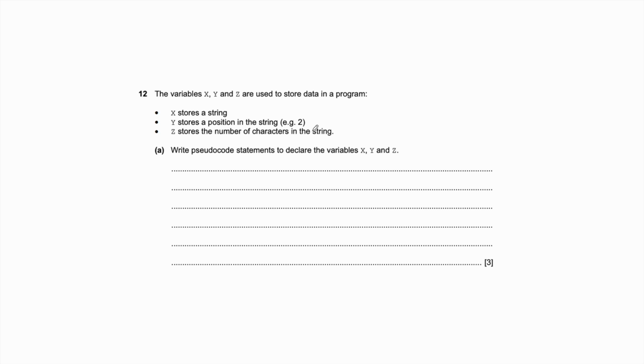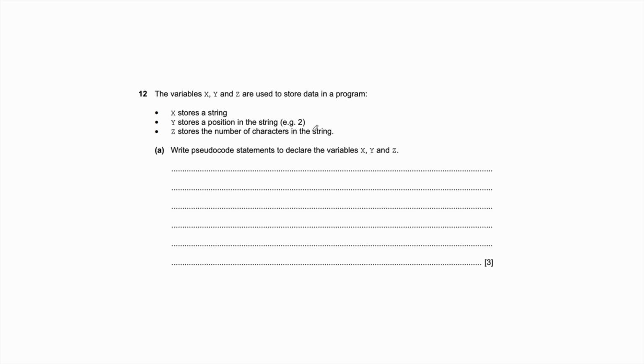12. Variables x, y, and z are used to store data in a program. X stores a string, y stores a position in the string, z stores the number of characters in the string. Write a pseudocode statement to declare the variables x, y, and z. So this is super easy. A lot of that is a distractor. What you need to remember here is the way that Cambridge likes to see you define things within pseudocode.